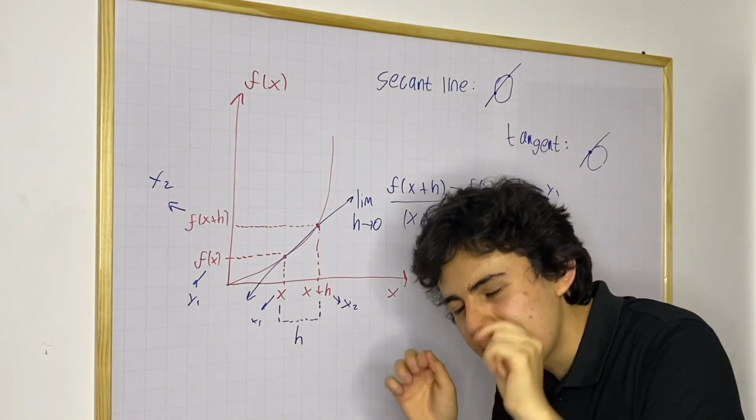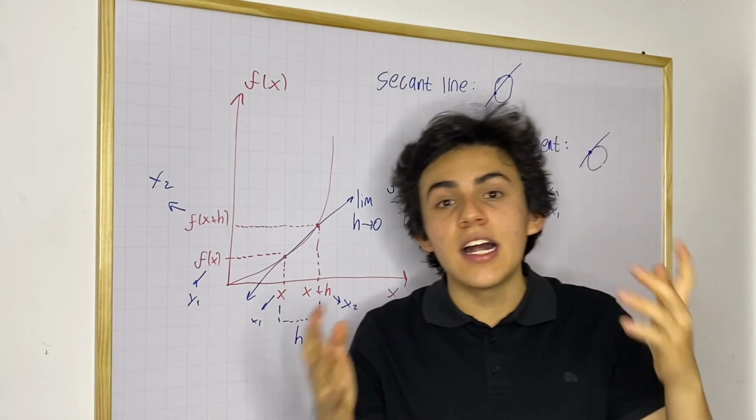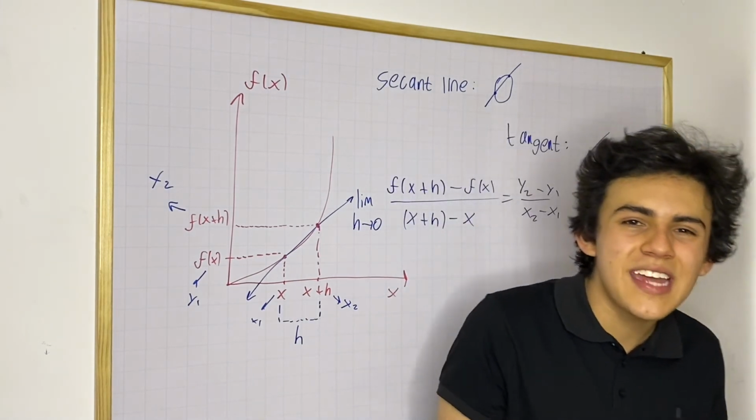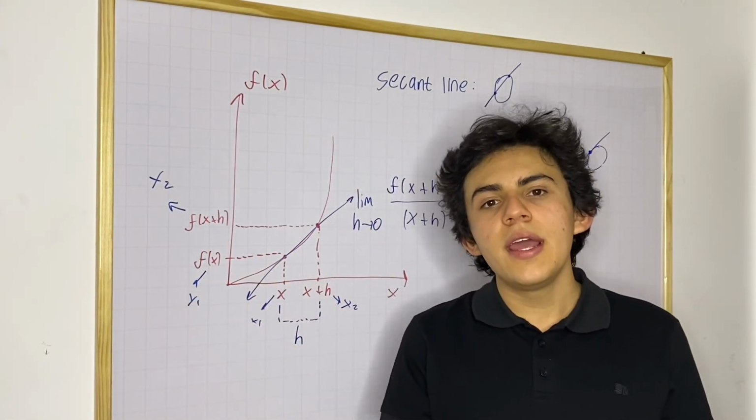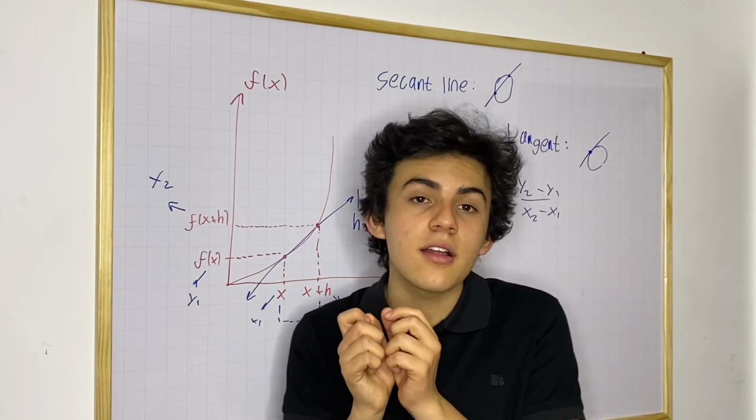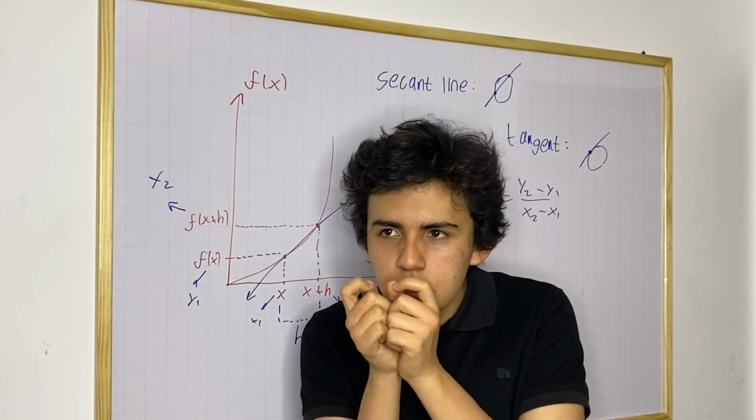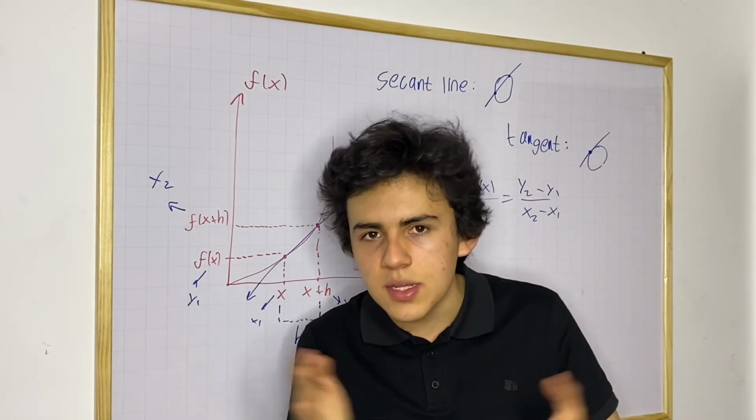A derivative is a limit. That is why in calculus you're going to see limits first and then derivatives, because you cannot understand derivatives if you do not have a clear concept of limits, okay?